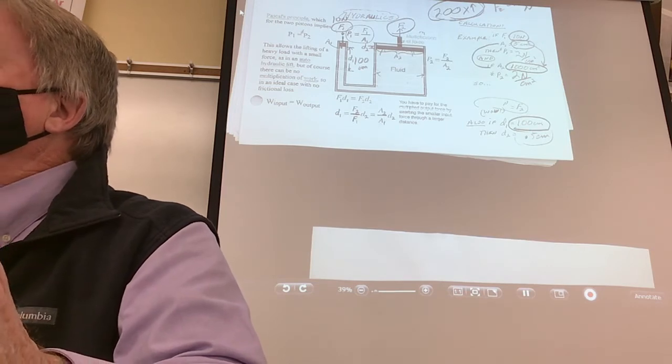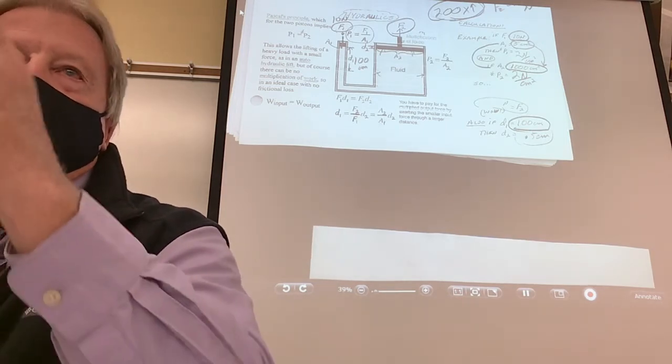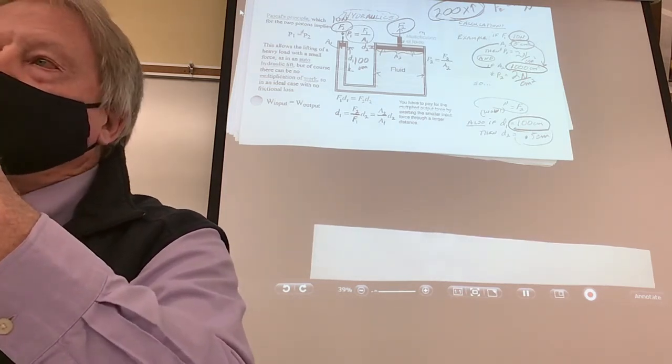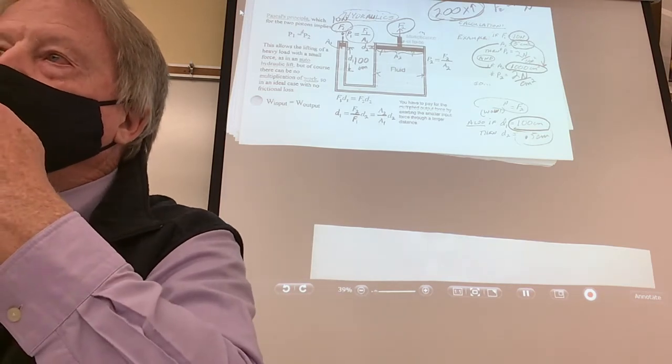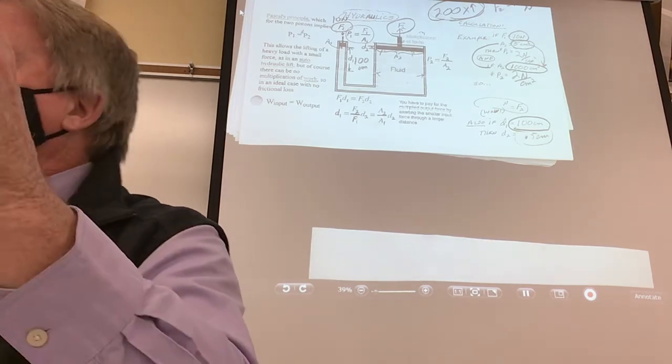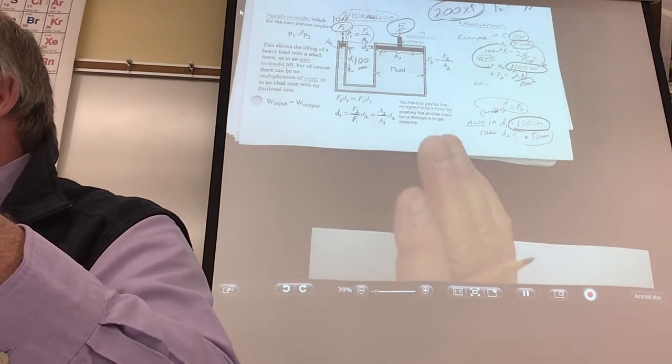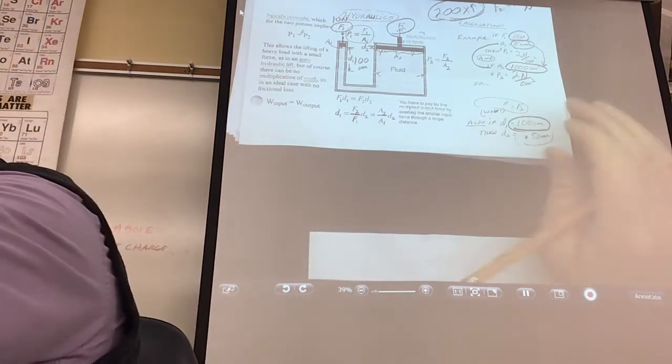You get it? Would we want to break something? I mean, break something that's almost unbreakable. We can set up a hydraulic press. Multiply your force by 2,000, 3,000 times. You could do that. Yes?